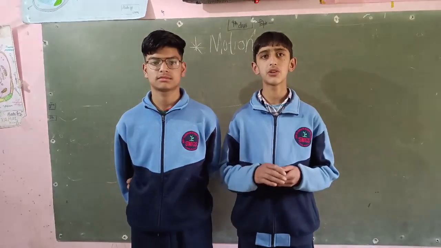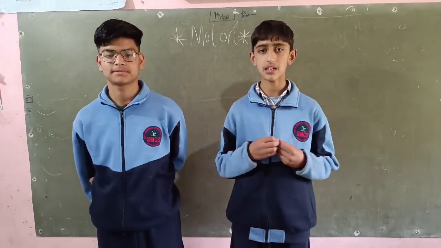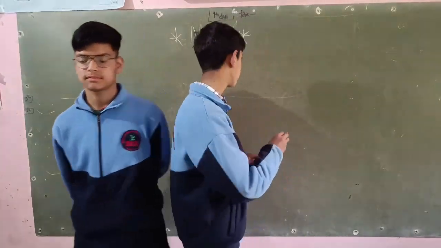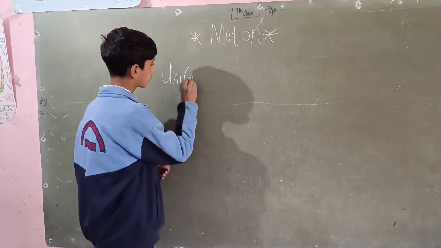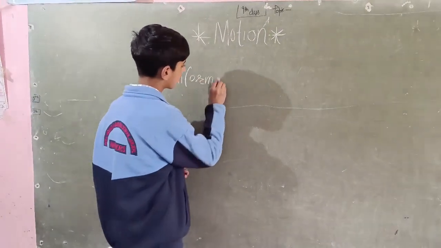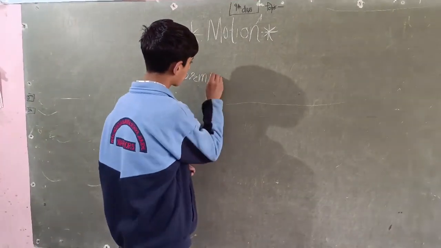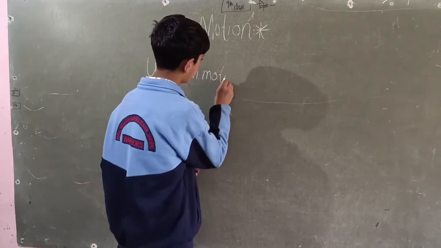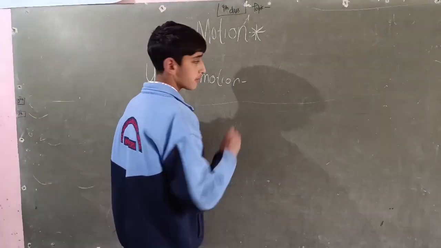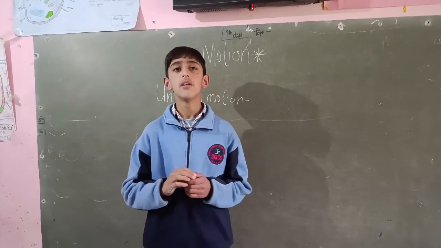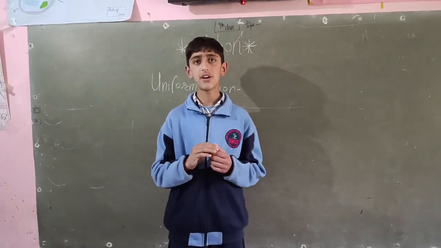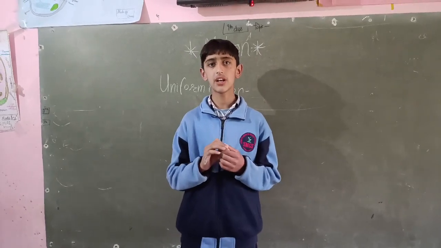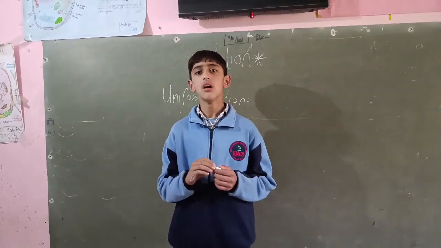Today we explain uniform motion and non-uniform motion. So let's start. First of all, I explain you uniform motion. Uniform motion of an object is when it covers equal distance in equal interval of time. For example, a moving train.